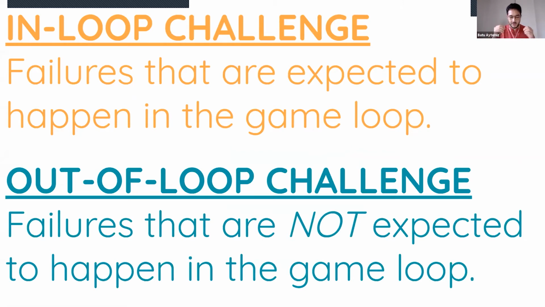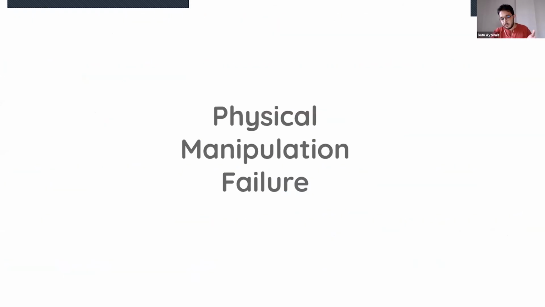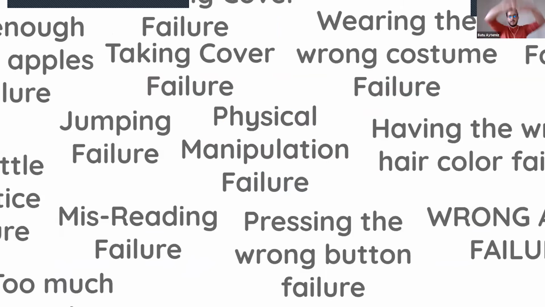A challenge while playing chess shouldn't be moving the pieces from point A to point B, but it should be about where to move them, right? But when it comes to Jenga, the ability to actually move is an interesting challenge. So we talked about physical manipulation failures, and you can come up with many, many more failures. Failure in taking cover, failure in jumping, pressing the wrong button, and so on and so forth. And it kind of became overwhelming.